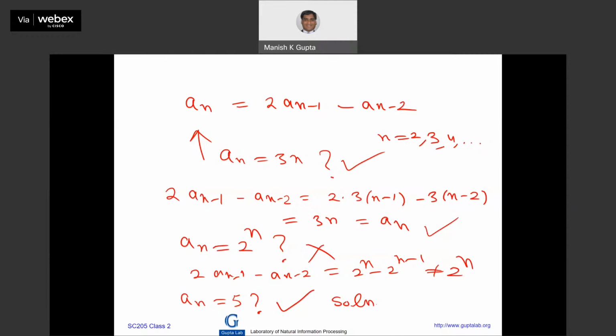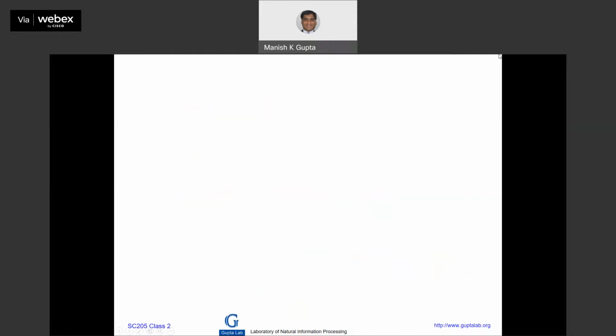So I hope you are still finding the solution. Anyway, now I can write down the most general form of the recurrence relation: a_n is equal to c_1 times a_{n-1} plus c_2 times a_{n-2} plus dot dot dot c_k times a_{n-k}. So c_1, c_2, c_3, up to c_k, all these c_i's are real numbers and c_k is not equal to 0.